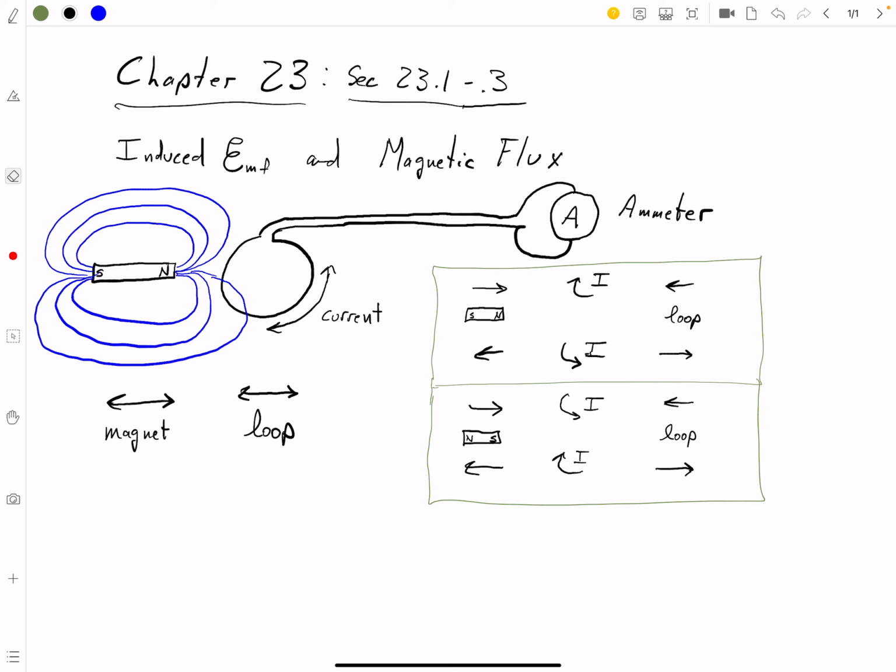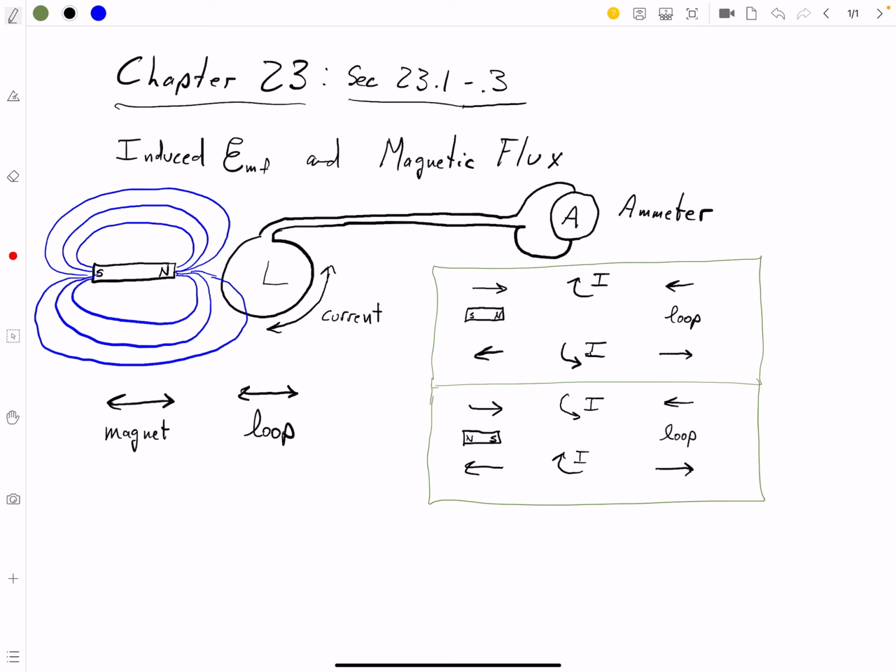is we have a simple circuit. Our simple circuit has a loop down here at this end. Here's our loop right here. And we're going to put a magnet, we're going to push the magnet into the loop, and we're going to pull the magnet out of the loop.